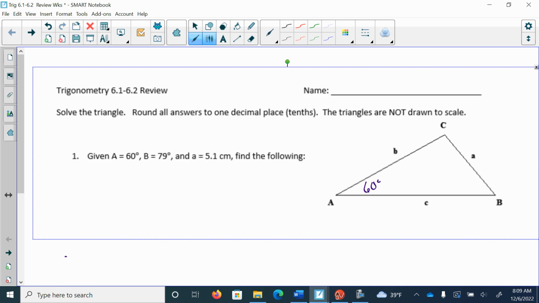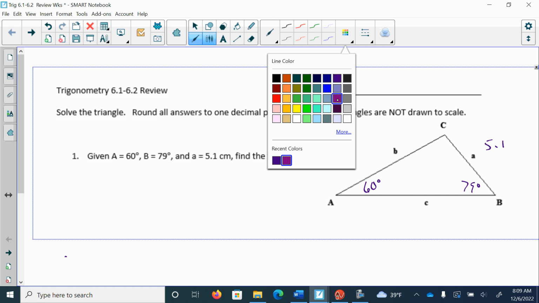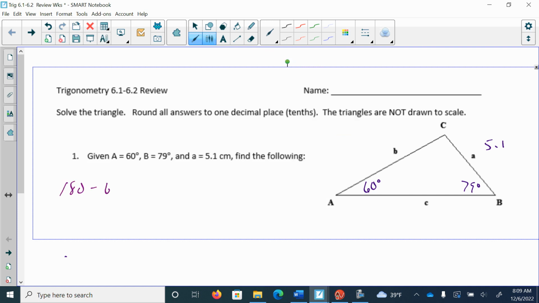So here's 60 degrees for angle A. Angle B is 79 degrees, and side A is 5.1. Probably the first thing I'm going to do is go ahead and find the third angle that I'm missing. And the easiest way to do that is take the two angles that I have and subtract them from 180. So I'm going to take 180 minus 60 minus 79, and I'm going to end up with 41 degrees. So that is going to be angle C.